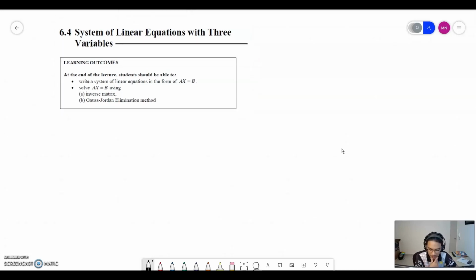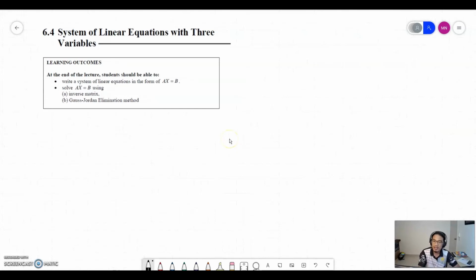Okay, so this video is to cover chapter 6.4, System of Linear Equations with 3 Variables. At the end of this lecture, students should be able to, firstly, write a system of linear equations in the form of AX equal to B. Initially we will have linear equations and we want to change them into matrix form. Then after changing to AX equal to B, we can use two methods to solve the linear equations to find the unknowns. Firstly is by using the inverse matrix, and second is by using the Gauss-Jordan elimination method.